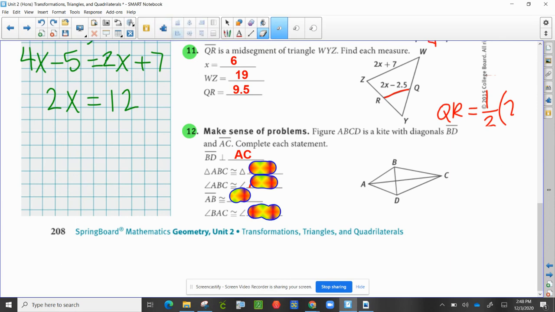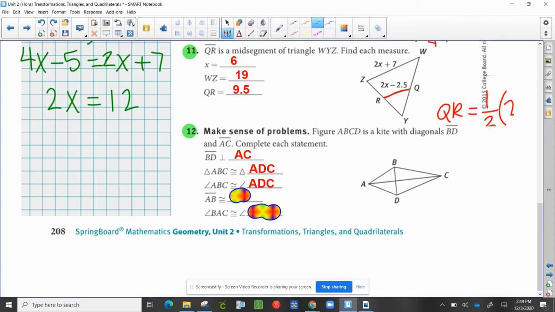So if we have triangle ABC, that's congruent to which triangle? Will be triangle ADC, the one across from it. If we have congruent triangles, we know corresponding parts are going to be congruent. So if we have angle ABC, that would be congruent to the opposite angle, ADC.